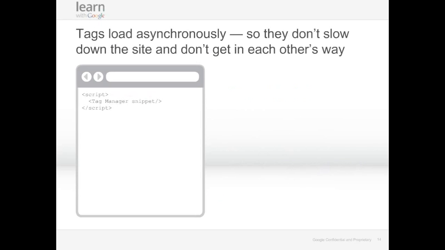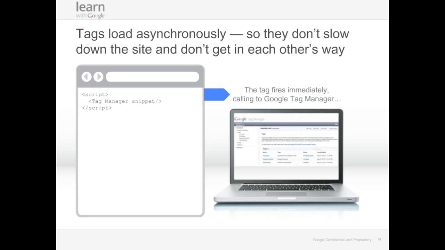So a little bit more about how tags are loaded more quickly with Google Tag Manager. Google Tag Manager loads asynchronously and loads all of the other tracking tags asynchronously. What that means is you'll see here on the screen a sample website, and the Google Tag Manager script is deployed at the top. What will happen when the user visits this page is that a call will actually be made to Google Tag Manager.